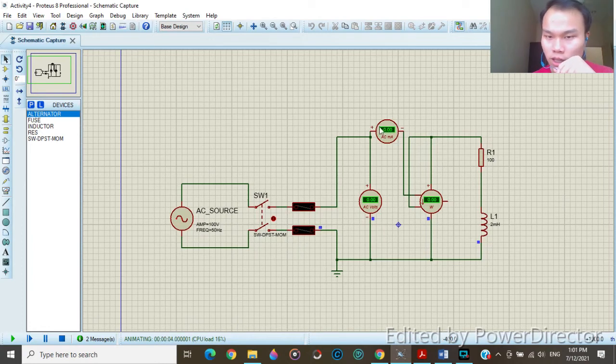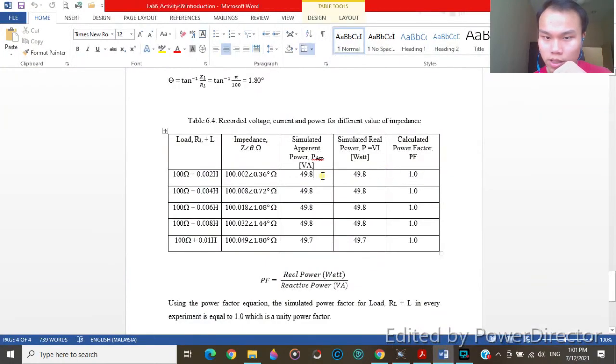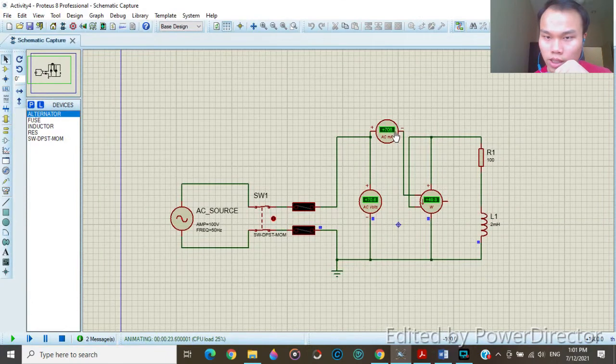Okay, so you can see nothing happens. I'm going to turn on the switch. So it's going to happen over here. The AC voltage is around 70.6 and the current is 0.706, and the power is 49.8. Okay, so as you can see over here, the apparent power and the real power are almost identical.